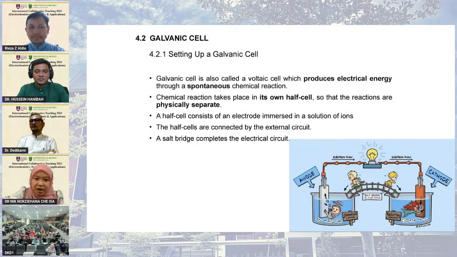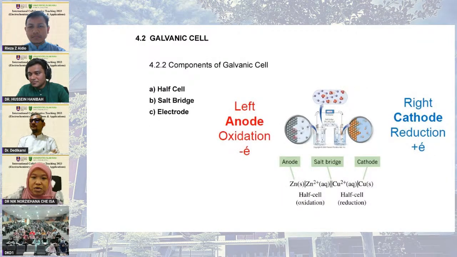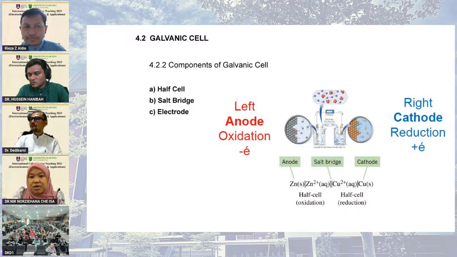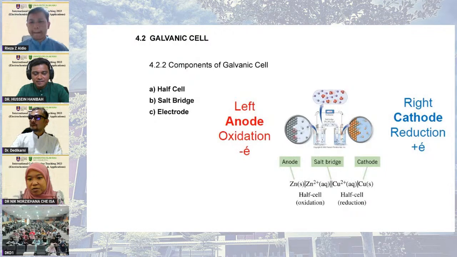And then the half cells here are connected to the external circuit, and you have the wire here between the anode and cathode, and the electrons always flow from anode to cathode, right? And the salt bridge here is to complete the electrical circuit. That is the function of the salt bridge. So here are the main components of the galvanic cell: you must have the half cells, the salt bridge, and the electrodes, where the oxidation will occur at the anode.